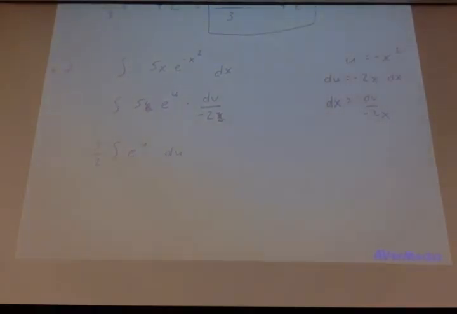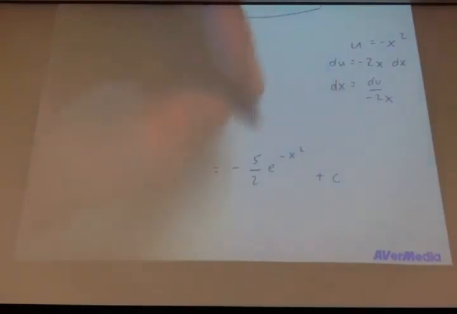If we do that, again, the integral of e to the u will still be e to the u. We just got to remember our plus c. So we'd have negative 5 halves e to the u plus c. And then our final answer would be to put this u back in terms of x. So we'd have negative 5 halves e to the negative x squared power plus c. And that'd be our final answer.